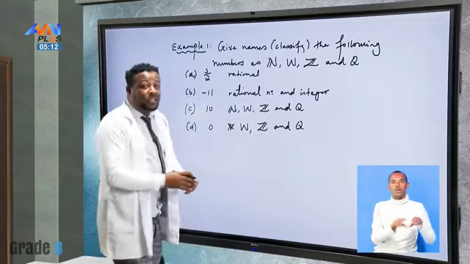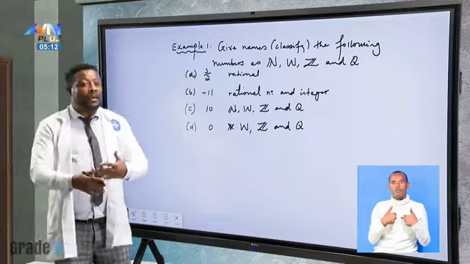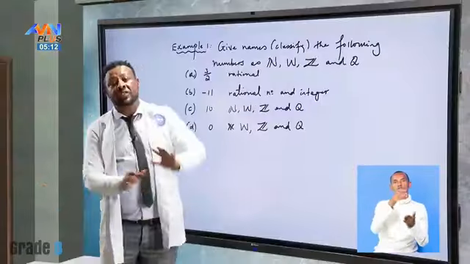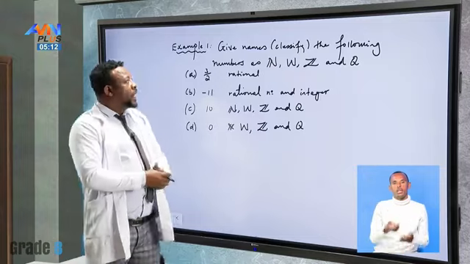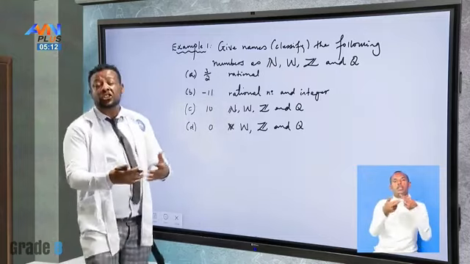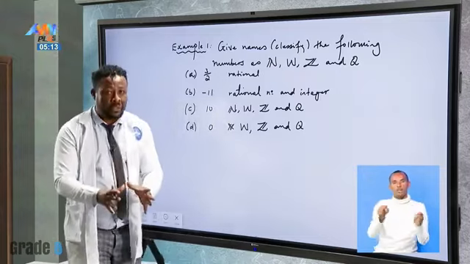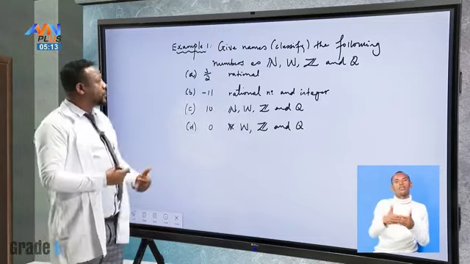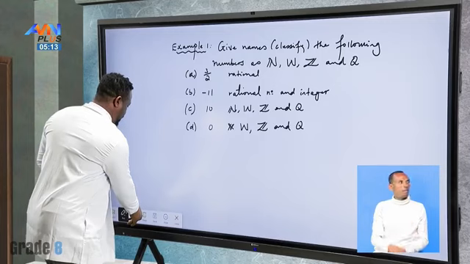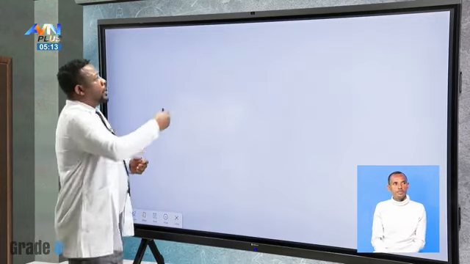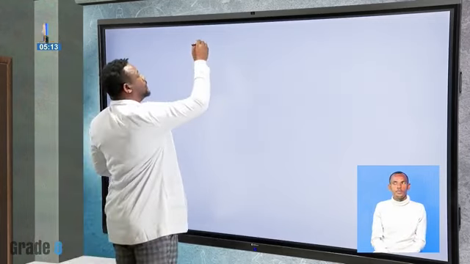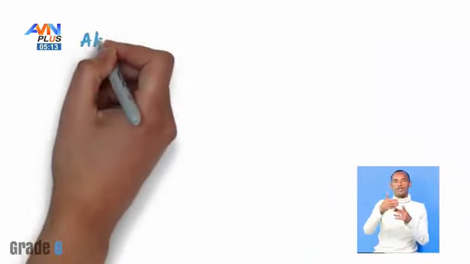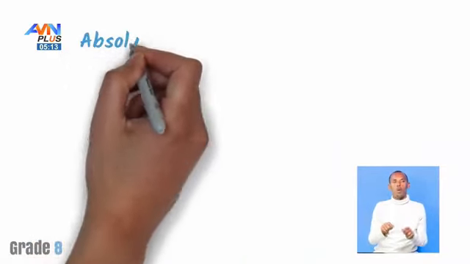Okay? Students, now you have got the idea of classifying numbers in terms of these four sets, right? So this is all about the relationship between those four sets, right? Good. Now let's see the next topic for today. Our next topic is about absolute value of rational numbers.